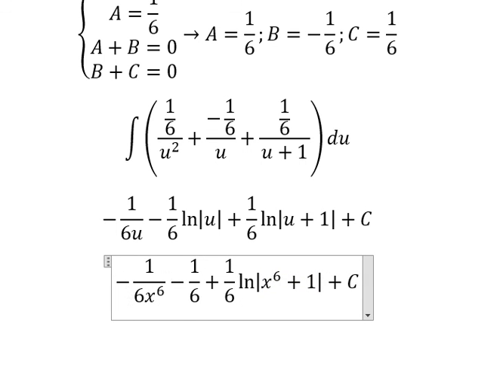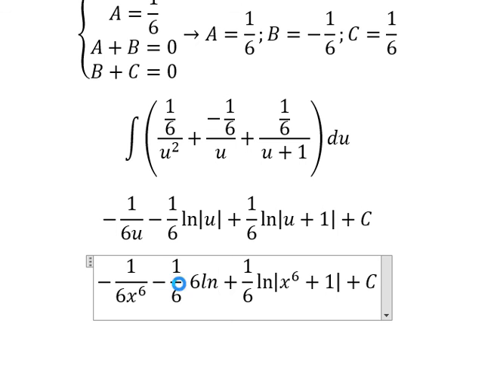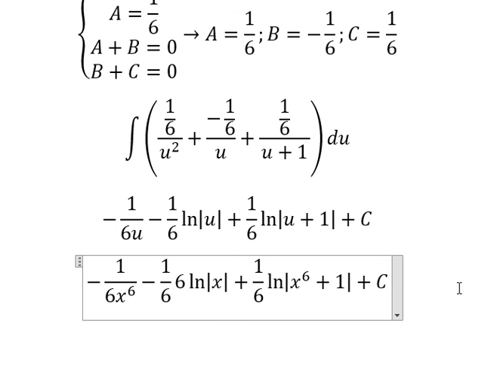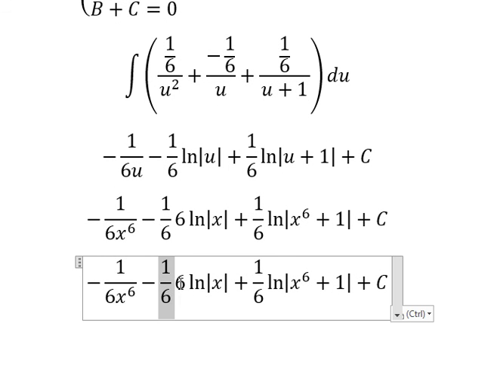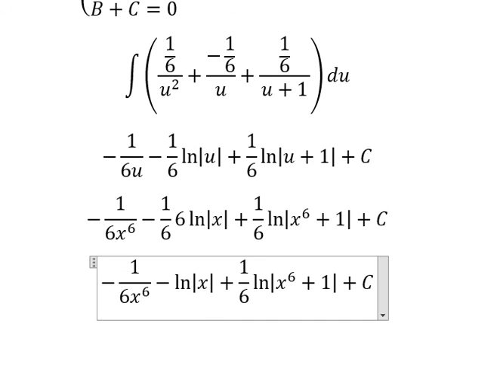This one, you got 6 ln of the absolute value of x. This one, you got negative number 1. This is the end.